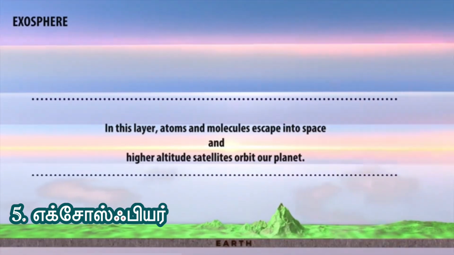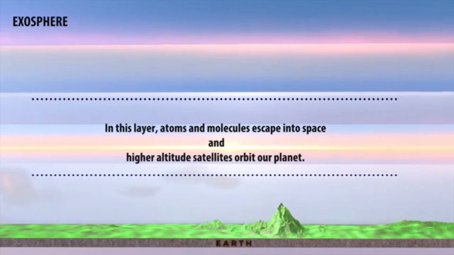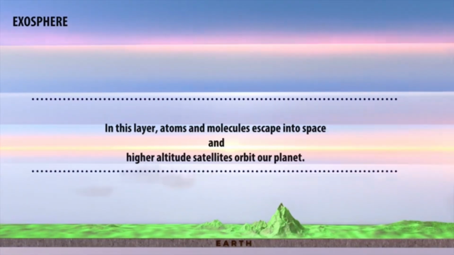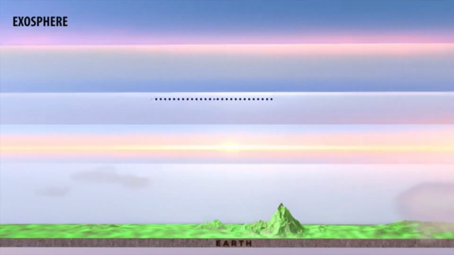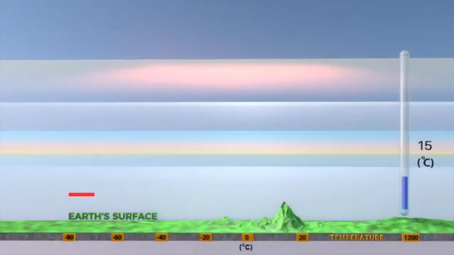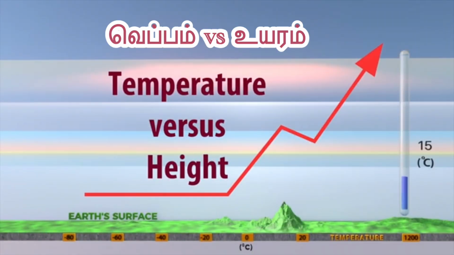And in this layer, the atoms and molecules very easily escape into space. We have a bit of knowledge about space. The gravity is almost zero, very, very low. The molecules can easily flow there.